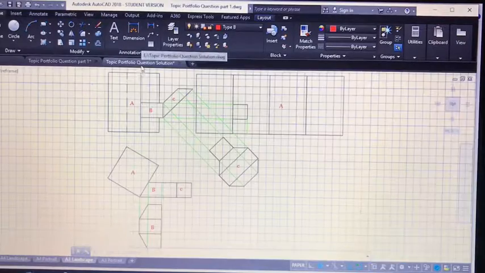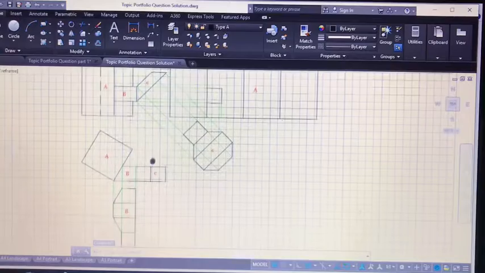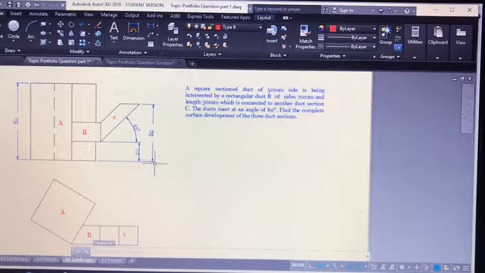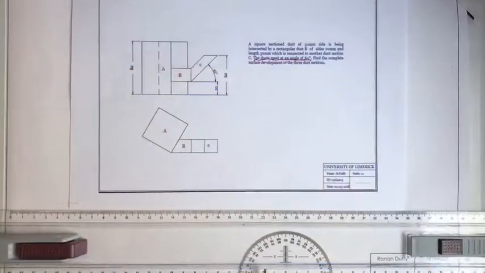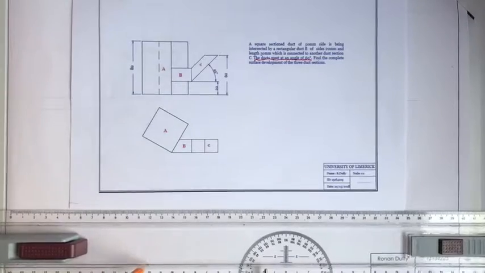As you can see, I have the solution here in AutoCAD as well. You can see the construction lines and how it was solved. So basically what I'm going to do is just talk through how it's solved, and I'll also rationalize why I picked it throughout. This is just a printed out copy of the question I developed.